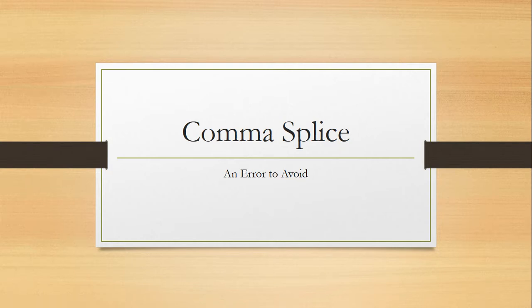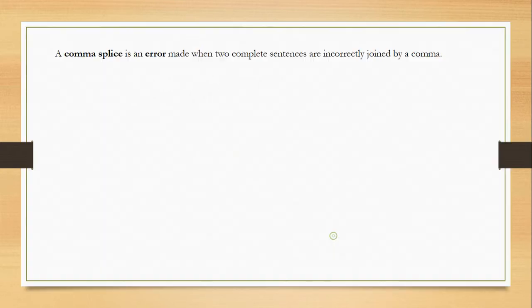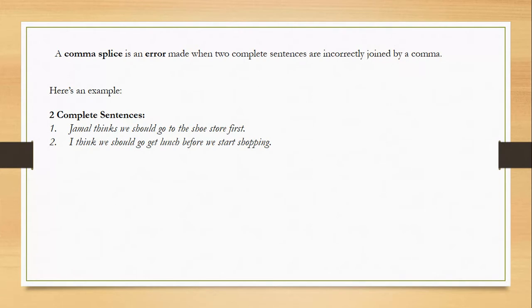Today we're going to be talking about the comma splice, which is a serious punctuation error that you'll want to learn to avoid. A comma splice is an error made when two complete sentences are incorrectly joined by a comma. Here's an example. We have two complete sentences.